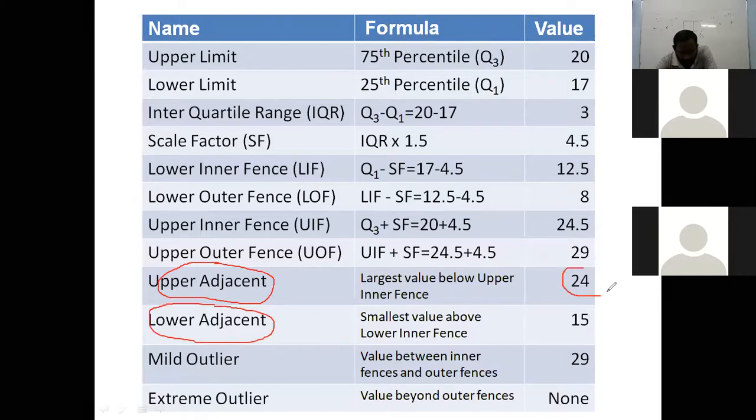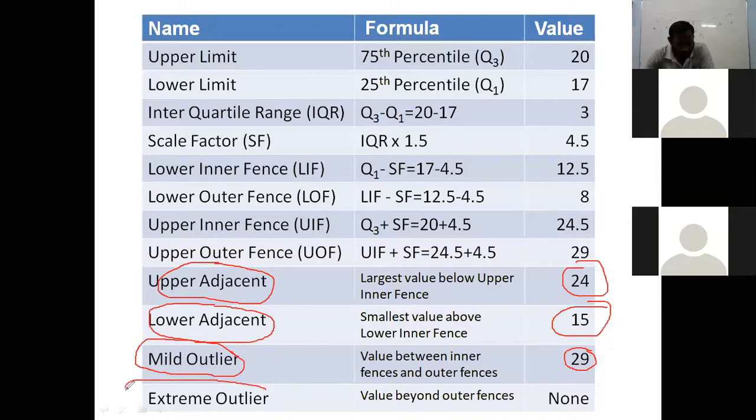So this is the upper adjacent value. This is the lower adjacent value. From our data, this is the adjacent value. Look at those values. What about the mild outlier? We said it is in between inner fence and the outer fence. Doesn't matter whether it is upper side or lower side. So we will come across an outlier which is 29. The value 29 is a mild outlier in our example.